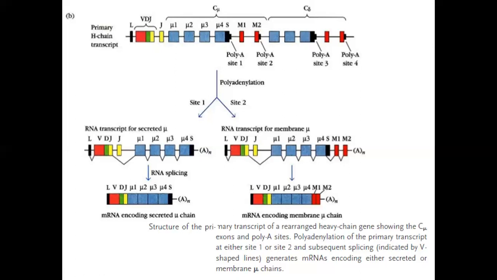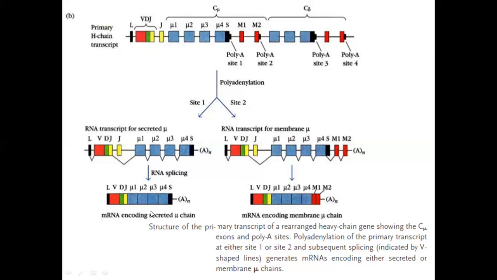M2. Okay, so at site 2, what happens? The RNA transcript for the membrane mu, then mu1, mu2. What happens finally? Joining of this, splicing, and finally mRNA encoding the membrane mu chain. So this is the mRNA encoding the secreted mu chain and the mRNA encoding the membrane mu chain.